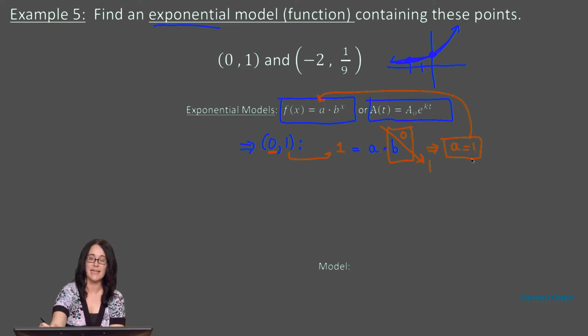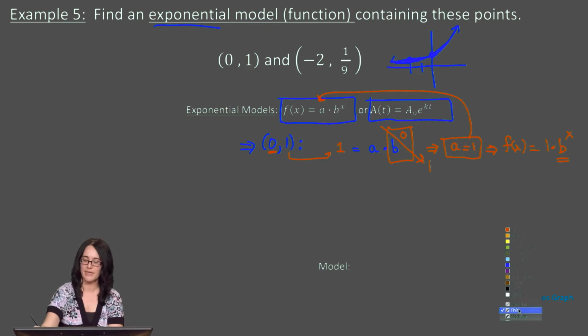So our model has now become improved. We've improved upon our model. Our model is now f of x equals a, but a is 1. So we're not actually stretching or shrinking our graph. That's what that's saying. Times b to the x. Our job now is to find b. That's what we're after. Let's do it.